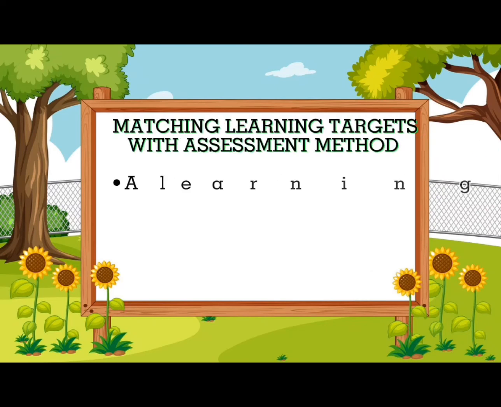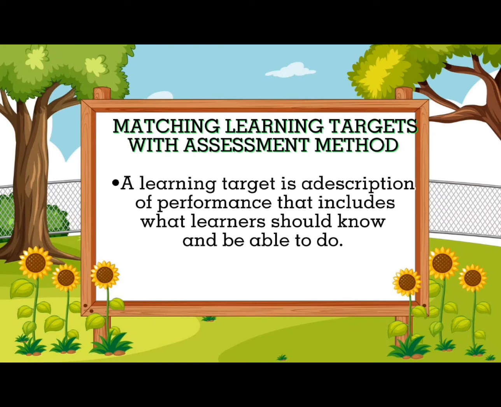Matching learning targets with assessment methods. First, a learning target is a description of performance that includes what learners should know and be able to do. So for example, in the table, the score in the essay is 2, in performance 4, and in observation 4. So the target of a student is to obtain a high score, as with the essay, so that the scores match across the methods.